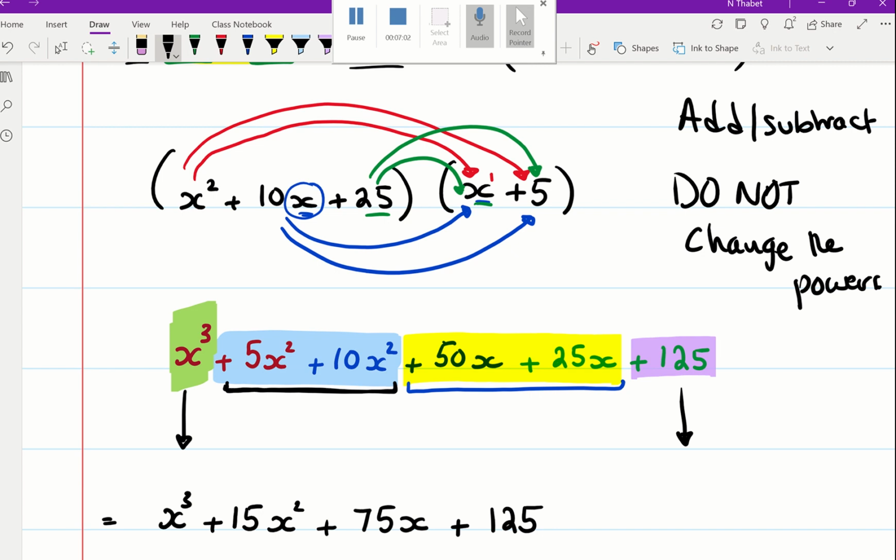So something like this with 3 brackets, you will always have an x cubed, an x squared, an x, and then a number at the end.